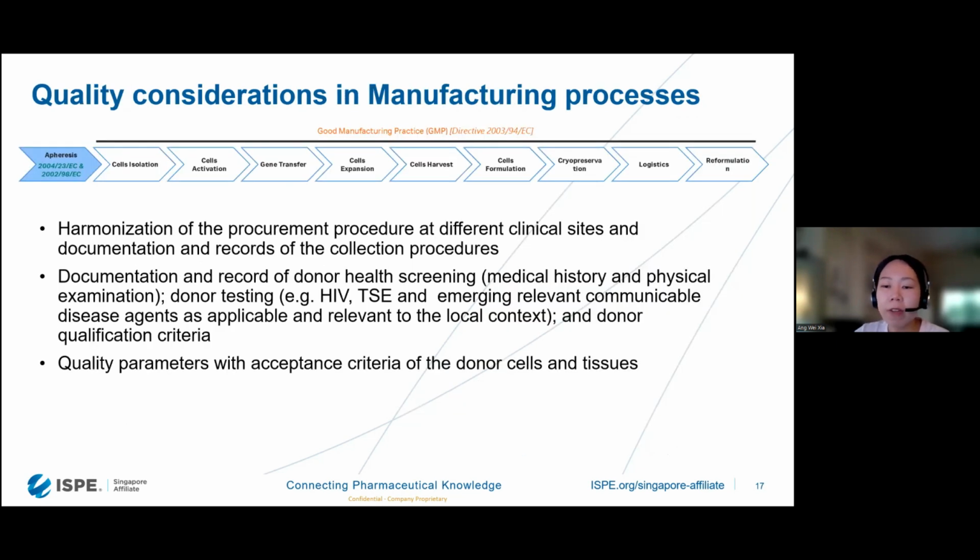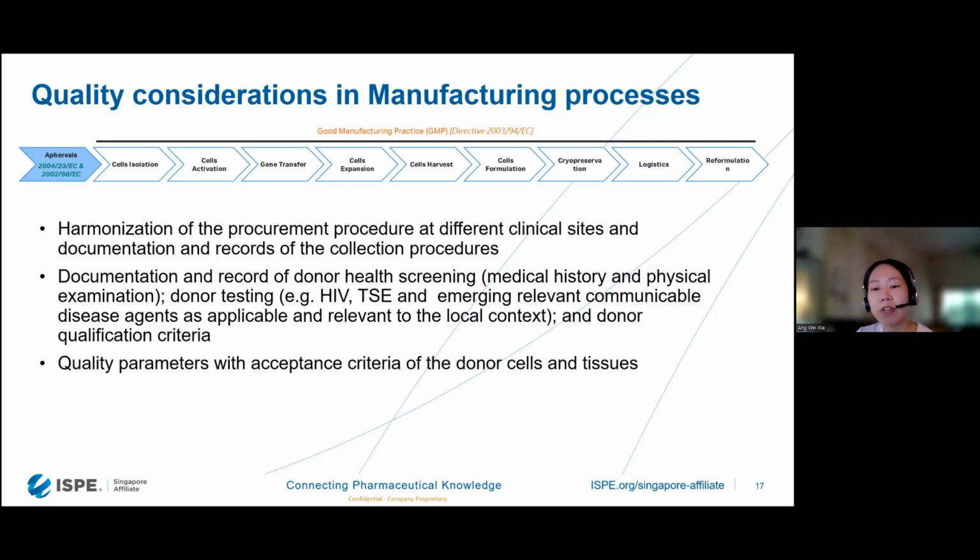So the manufacturing of CAR T cells will go through the following major steps: apheresis, cell isolation, cell activation, gene transfer, cell expansion, cell harvest, cell formulation, cryopreservation, logistics, and reformulation. At each manufacturing step, I will describe some of the main quality factors that have an impact on the quality of the drug product. Drug manufacturers can consider these points when designing their manufacturing process and preparing the quality dossier.